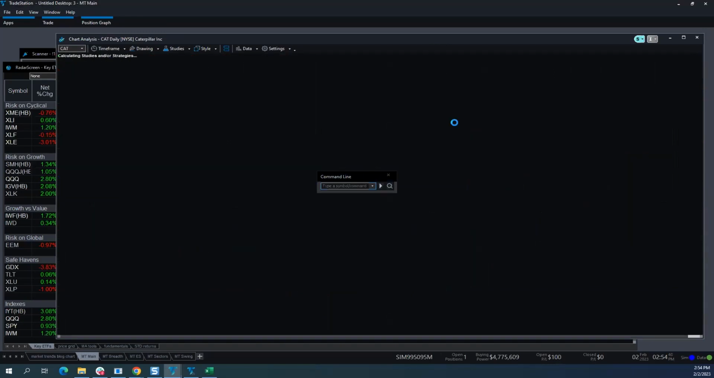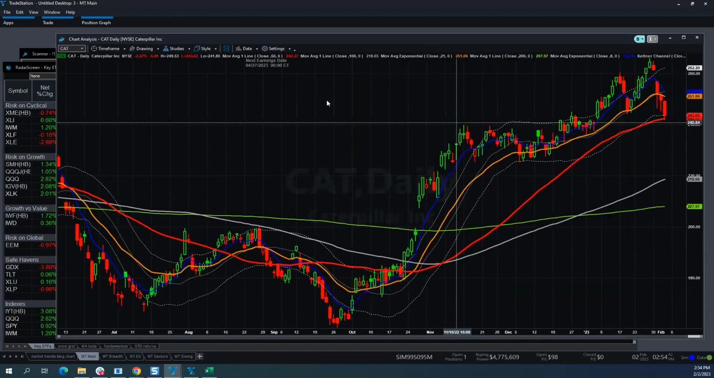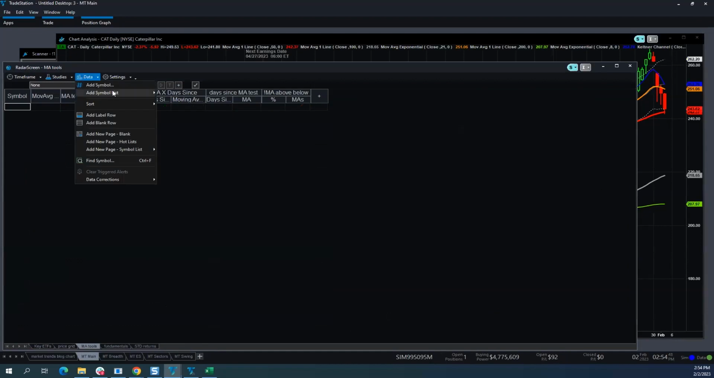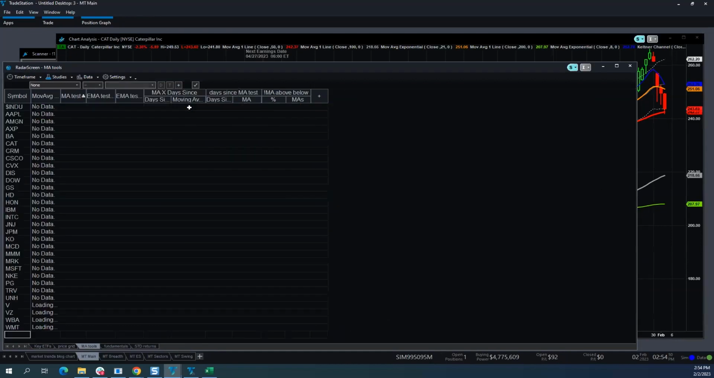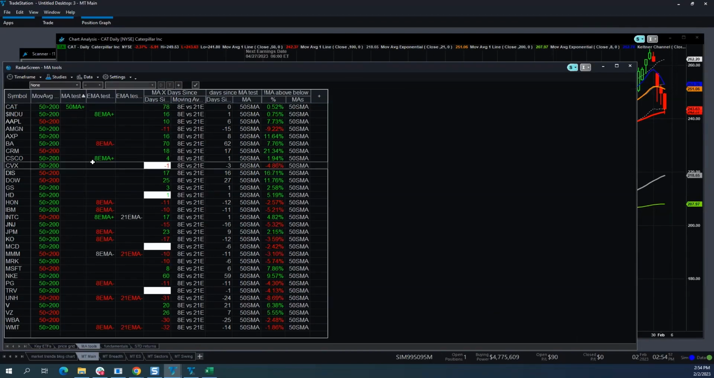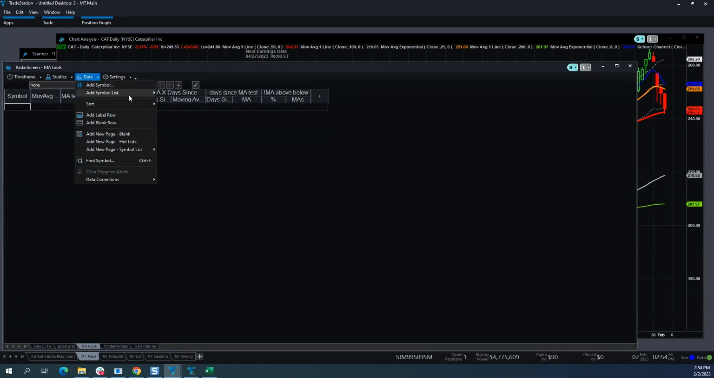Another thing is Caterpillar. Like I said, today it would have come up because, say we just really quickly show you how to do this, go to MA Tools and let's just bring in the Dow so you can see it. Go to symbol list, Dow Jones Industrial Average. And now let's look here for the 50 MA test. Boom, Caterpillar. So you can do the same thing for the S&P 500.